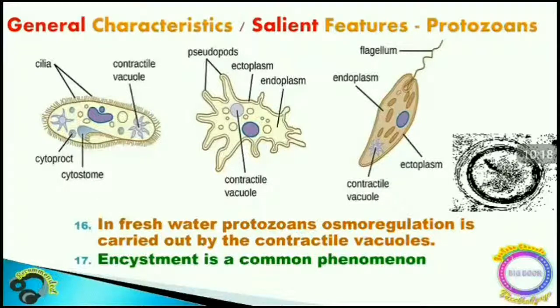Encystment is also a common phenomenon. Encystment means that during unfavorable conditions, the organism pauses all its activities and freezes, and also develops a kind of outer shell-like layer, and it becomes silent until favorable conditions return. So that is encystment. This allows the organism to survive for a longer period and to come back to life and resume its activities when favorable conditions return.